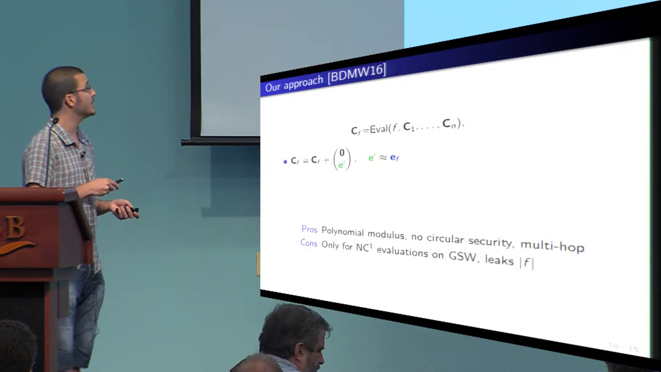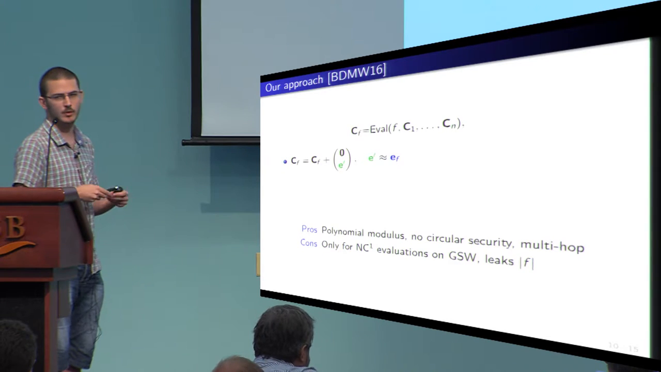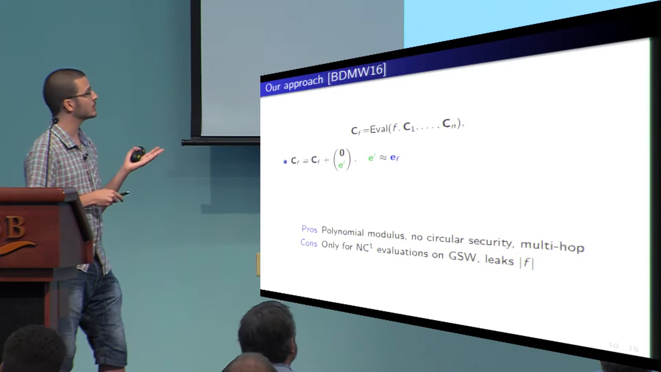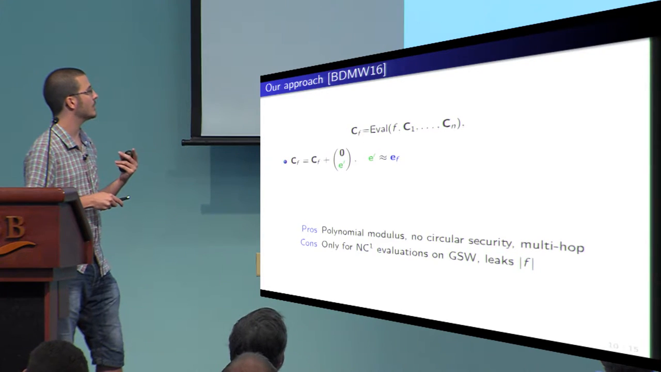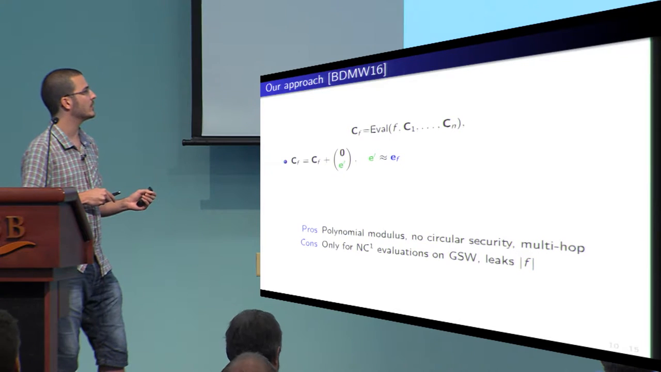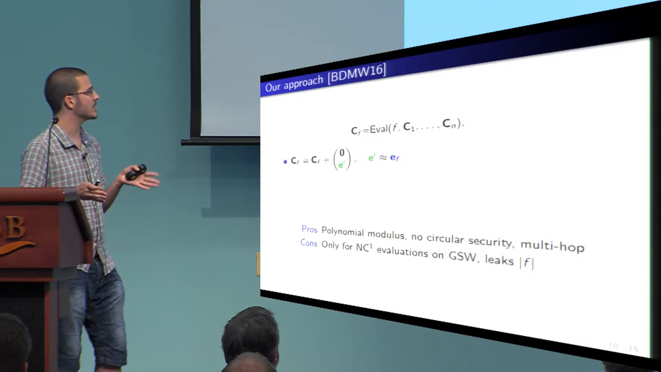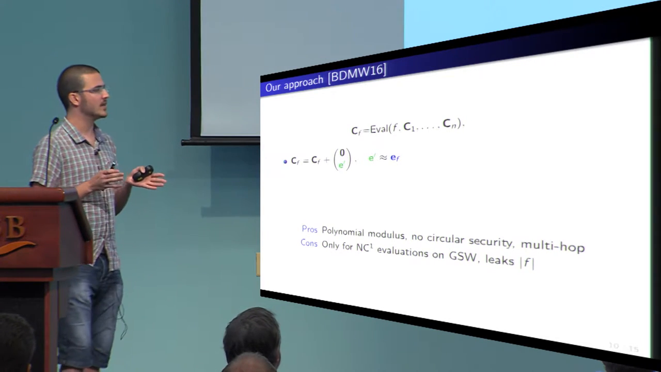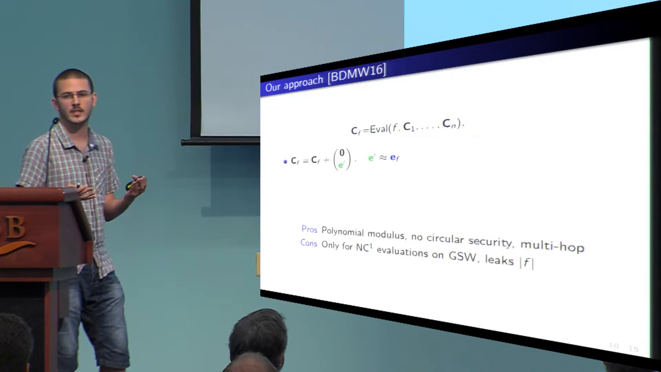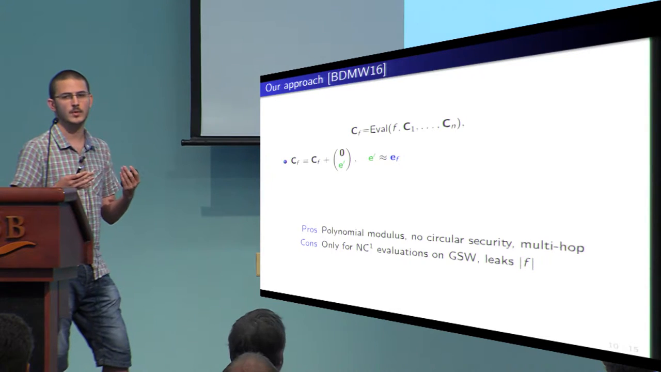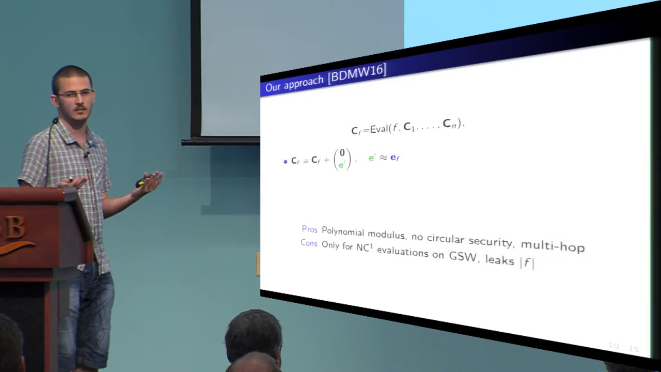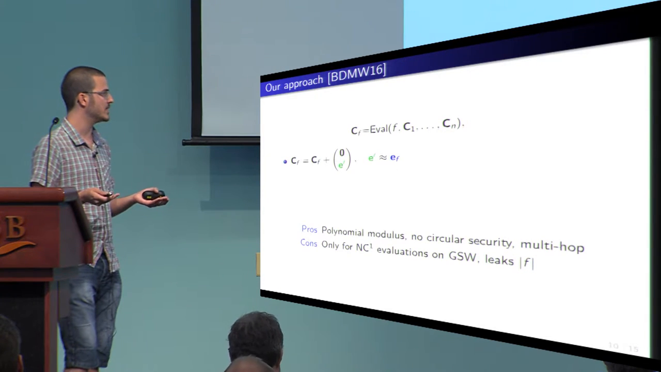So as before, we have a small noise, so we have a polynomial modulus. We don't need any circular security here because we don't do bootstrapping, and we can do multi-hop. The problem is that this applies to branching programs, so it only works for NC1, which in itself is not really an issue because there is no FHE for all circuits without bootstrapping. So as long as we don't use bootstrapping, it's normal that we are only for NC1 circuits.